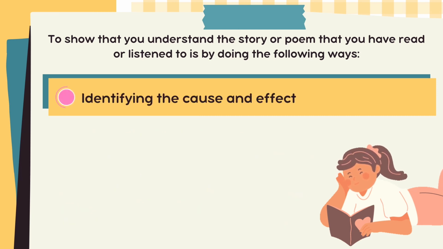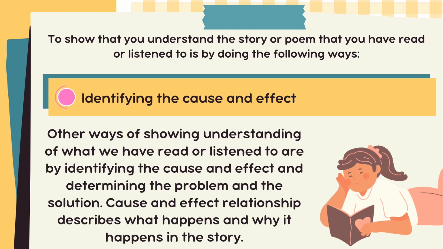Identifying the cause and effect. Other ways of showing understanding of what we have read or listened to are by identifying the cause and effect, and determining the problem and the solution. Cause and effect relationship describes what happens, and why it happens in the story.